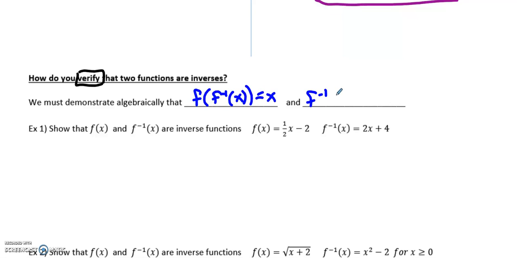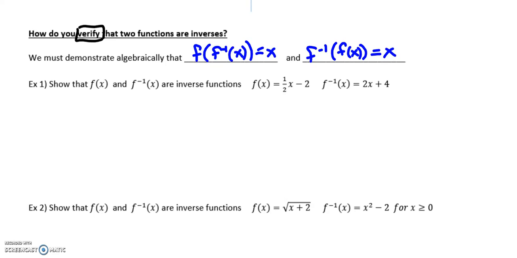And I also have to show the composition that when I put the original into the inverse, I also get x. Which makes sense. I'm trying to show that they undo each other, and I'm trying to show that it works both ways. They each undo each other. It doesn't just work one way. So when I set it up, I have to do two separate demonstrations here.